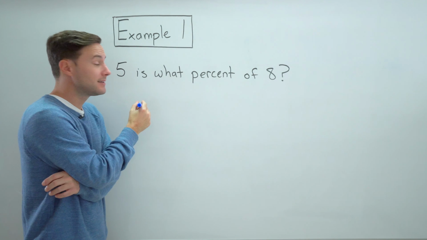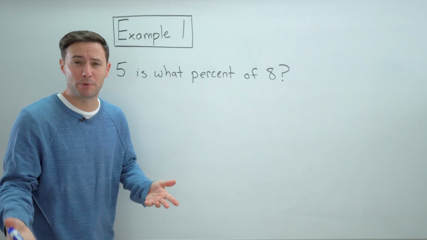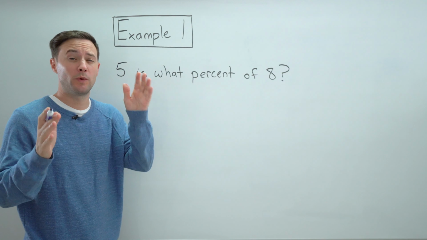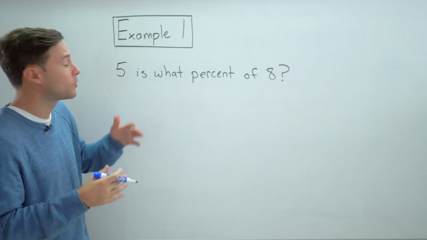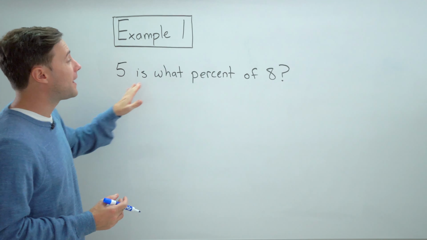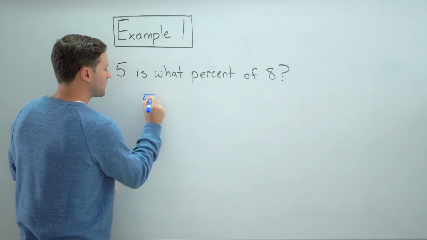If it was 8, 8 is what percent of 8? Well, 8 out of 8 is 100%. So we know that 5 is going to have to be between 50 and 100%, somewhere in that range. So the question is, well, what percent is that exactly? So 5 out of 8, we're going to start with that. We're going to write it as a fraction.